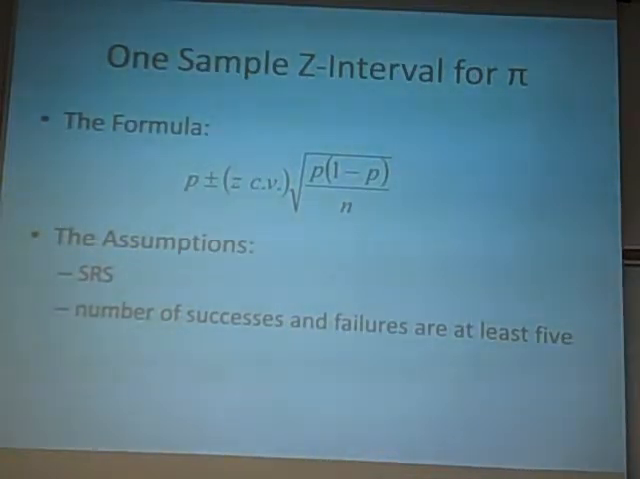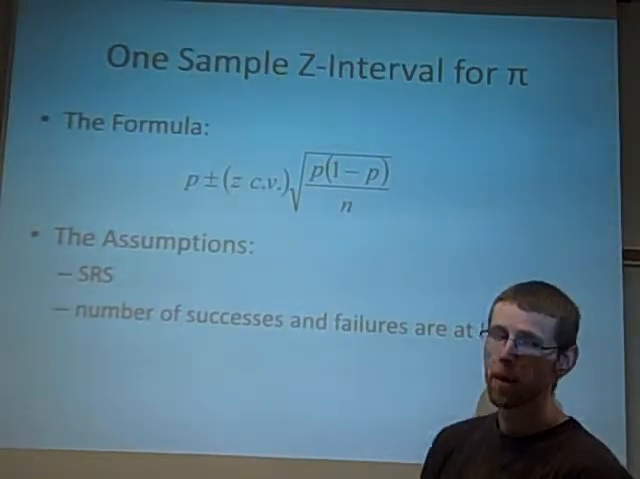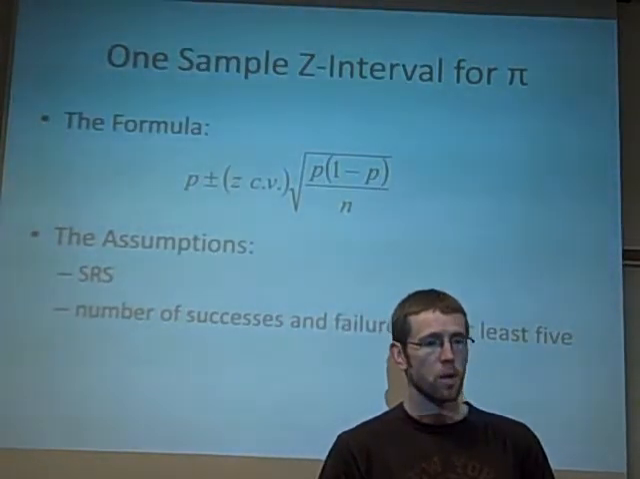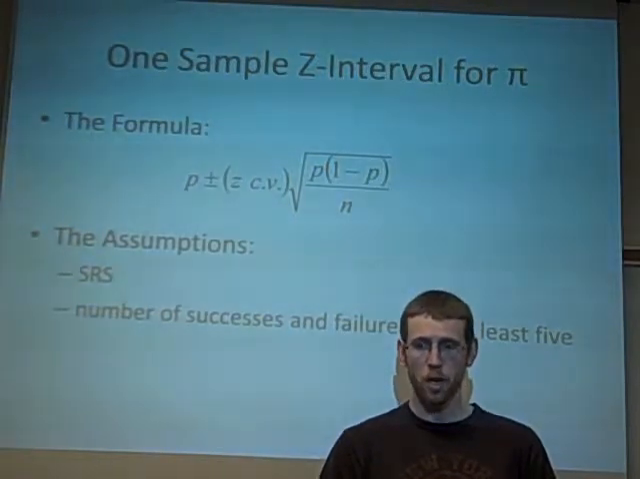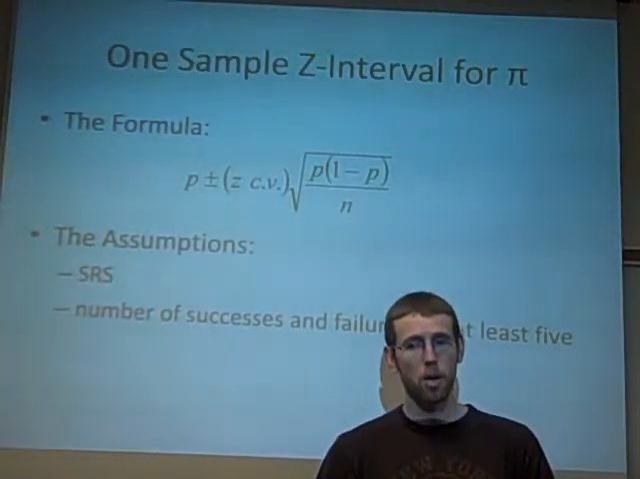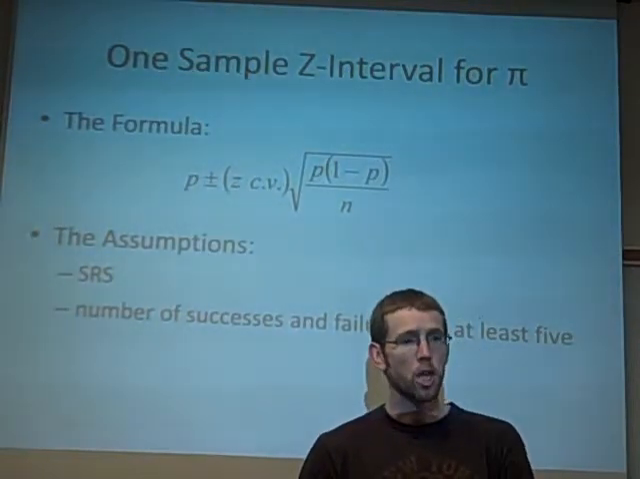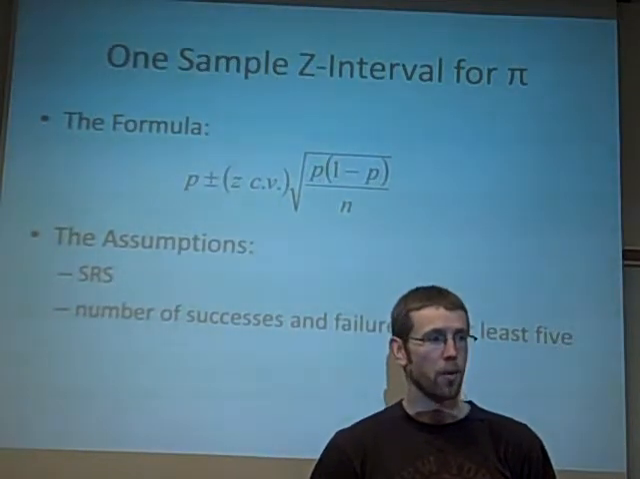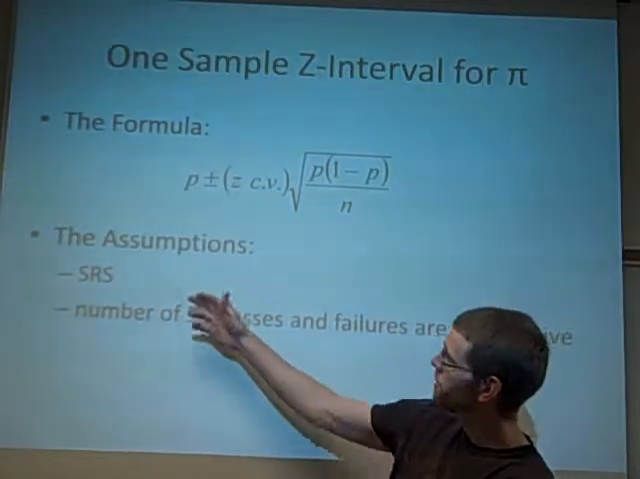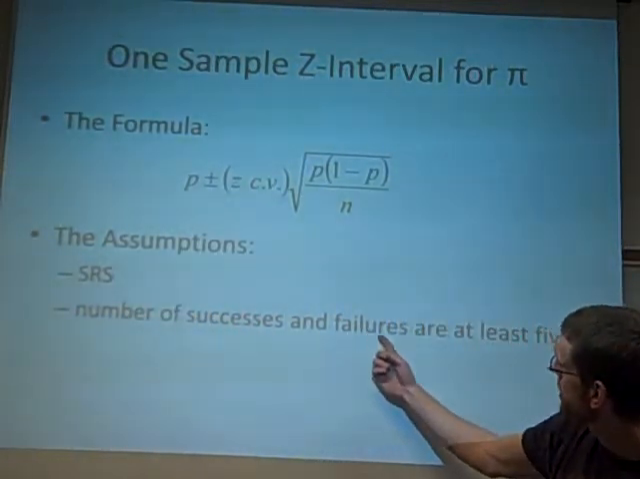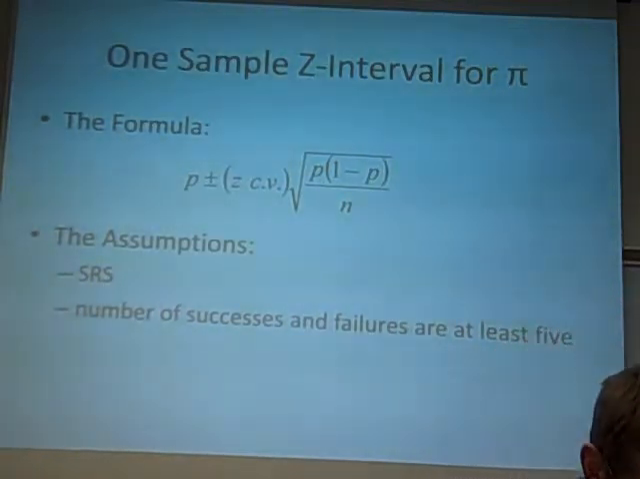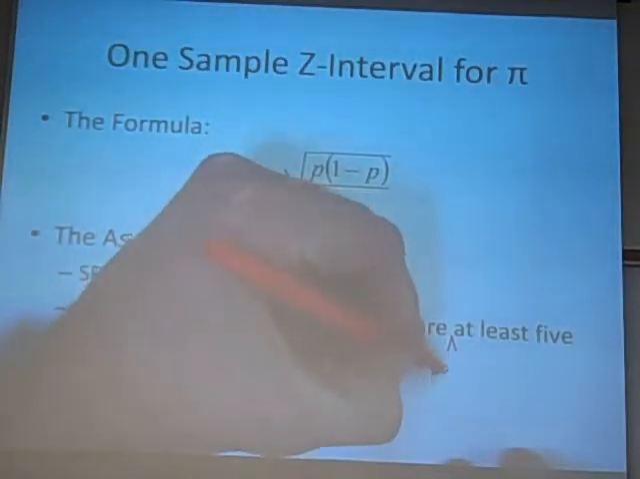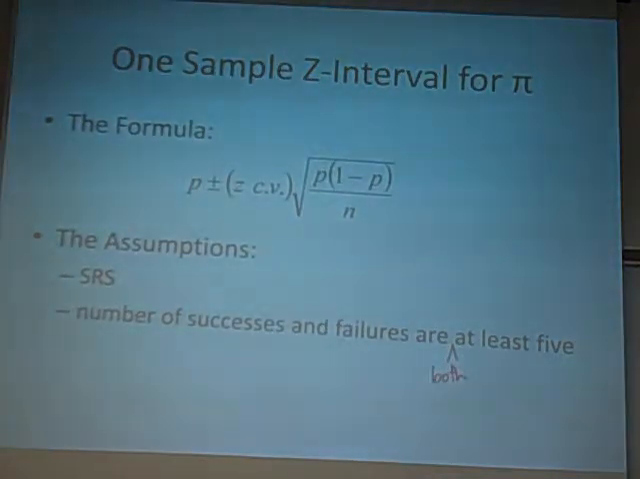Assumptions are pretty easy for this one. Something I want to point out and emphasize is that every different procedure we're using has different assumptions. Some of them are pretty close and some of them aren't that close at all. Don't check the wrong assumptions. Don't just say, oh, n is bigger than 30, I must be okay. No, it doesn't always work that way. For this one, you've got to have a simple random sample, and the number of successes and failures both have to be at least 5. So maybe I should write that, because maybe it's not that clear. Both the number of successes and failures need to be at least 5.